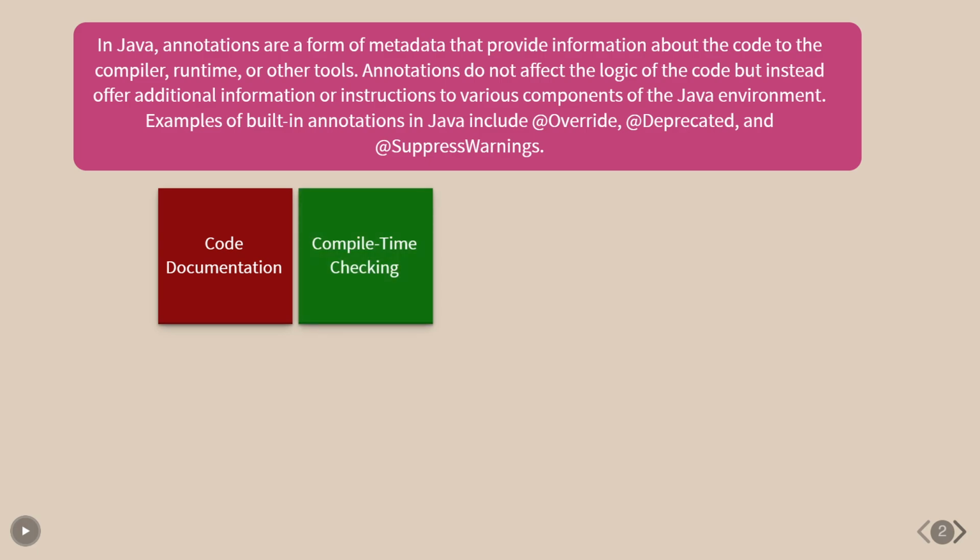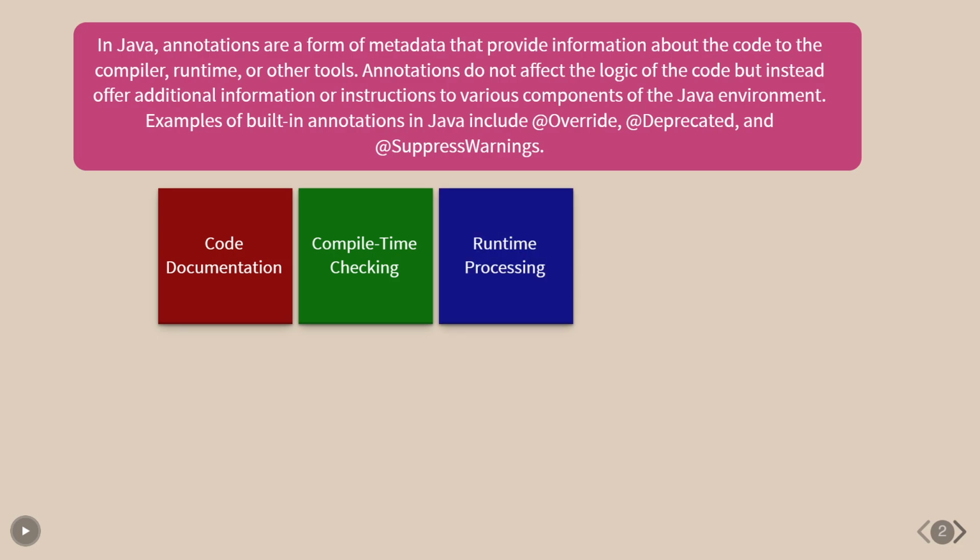Compile time checking. Some annotations are processed by the compiler to perform additional checks or code generation. For example, annotations like @Override and @Deprecated provide compile time checks for method overriding and deprecation, respectively.